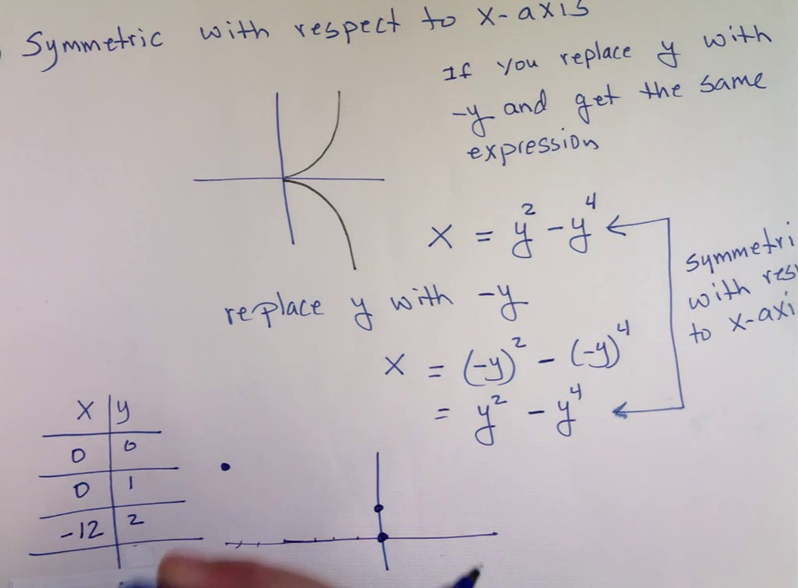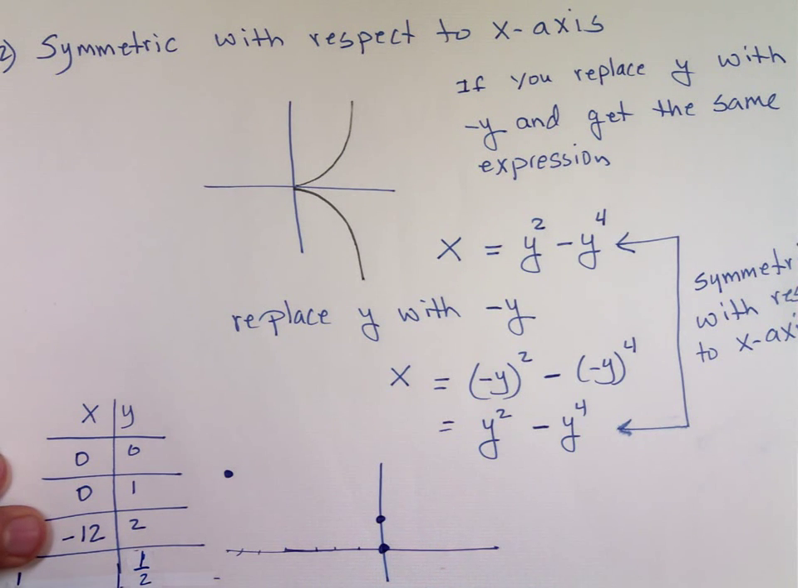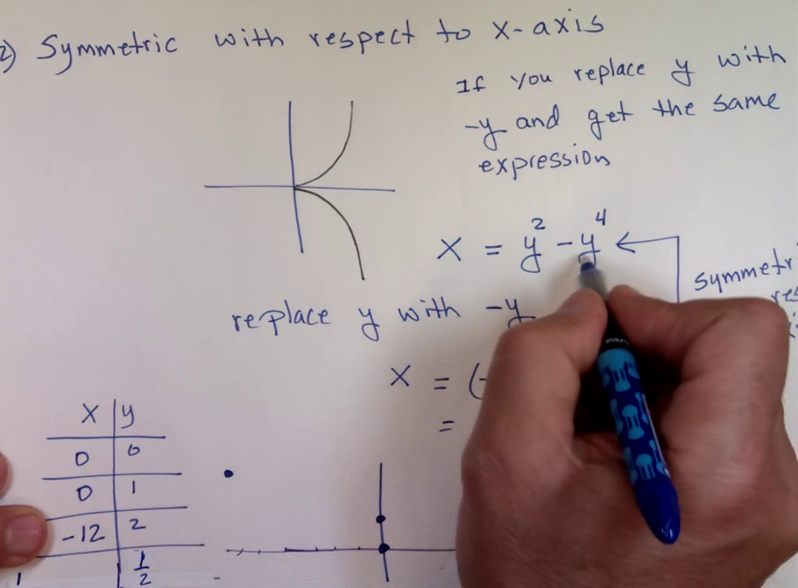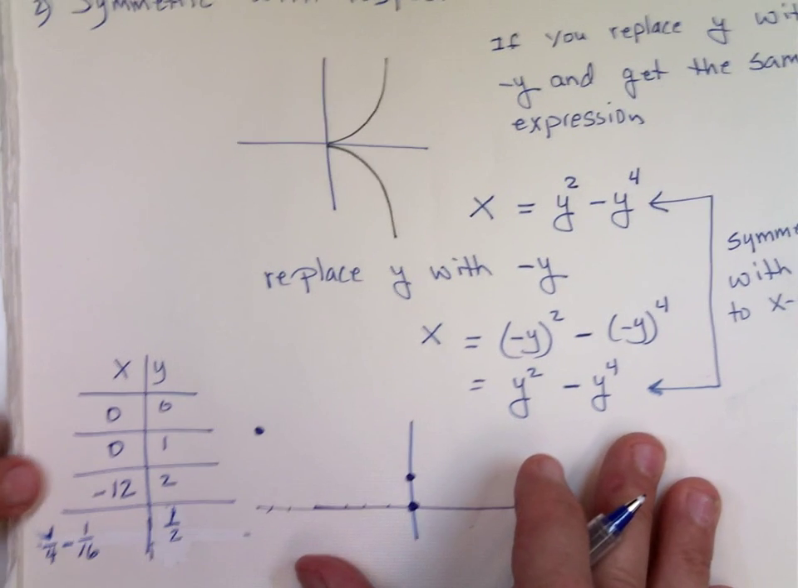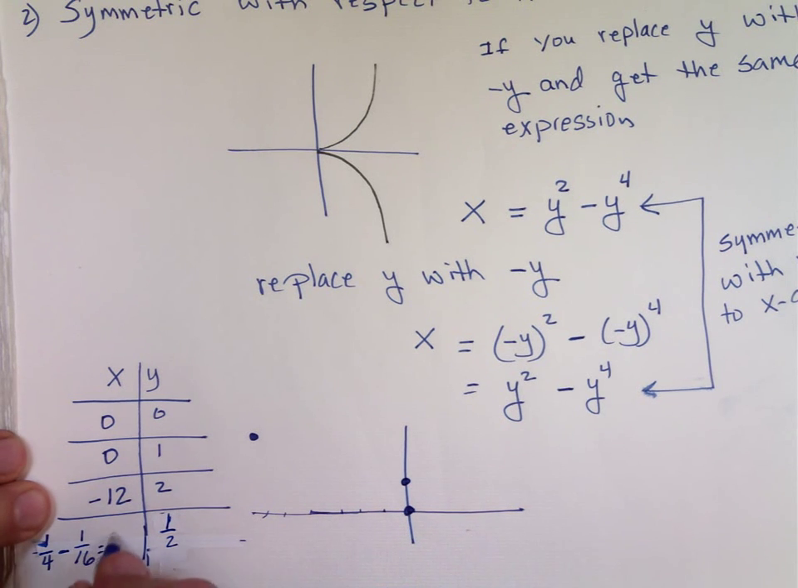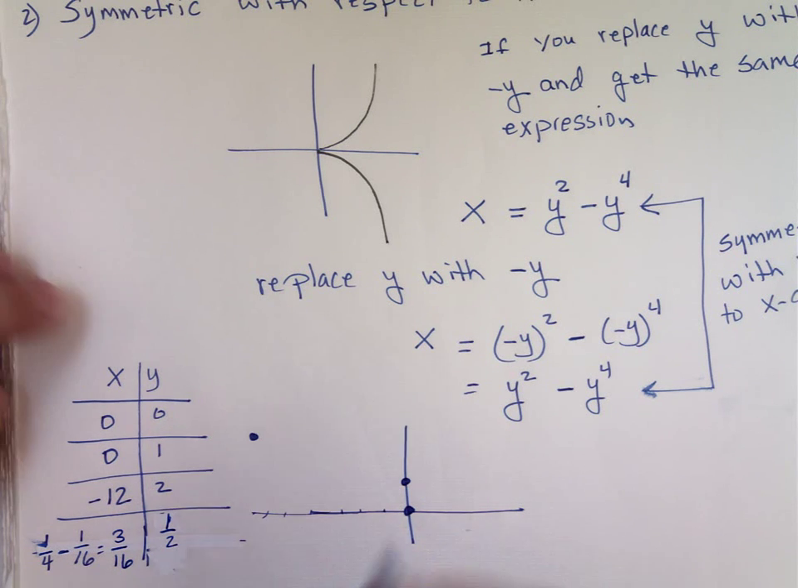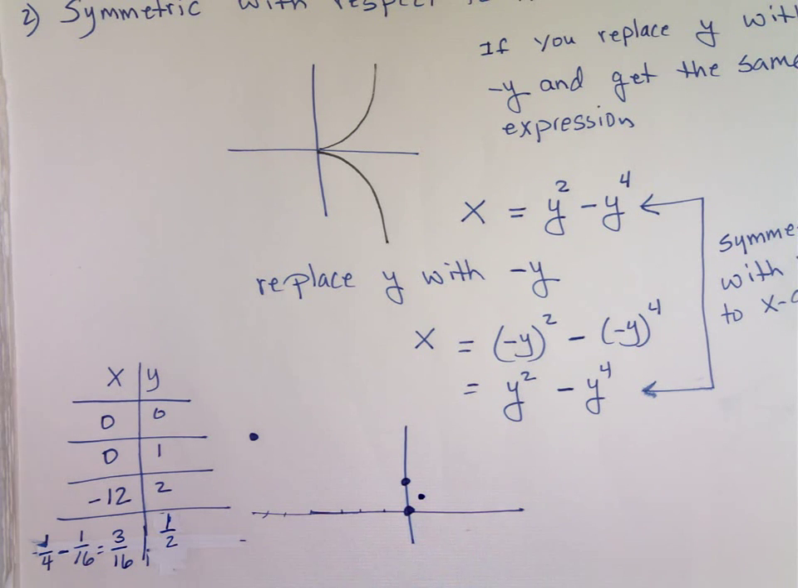So if I use the half here, what is 1/2 squared? 1/4 minus, what's 1/2 to the 4th? 1/16. To subtract these two, you're going to need the LCD, which is 16. That's 4 minus 1, which is 3 over 16. So somewhere here, actually. 3/16 and 1/2. So my graph looks like this.